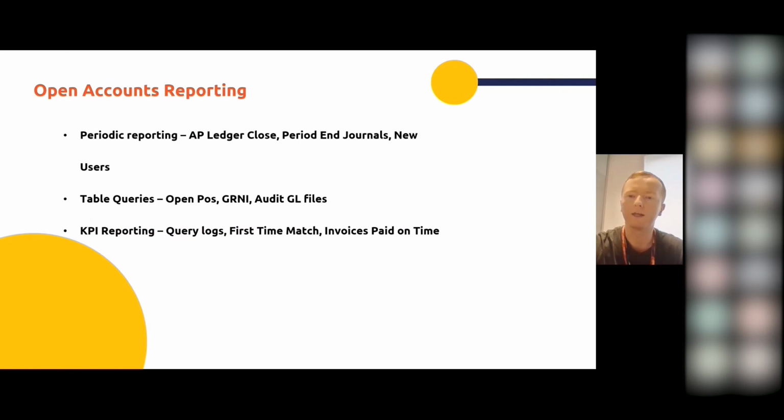So firstly, on OpenAccounts reports, we use a variety of reports across our finance team. However, I'll just pull out a few examples and talk through the value that they add to our business. We utilise a variety of periodic reports. As an example, our AP team will run reports at ledger close, including aged creditors, GRNI, and unallocated cash. These are in Excel format.